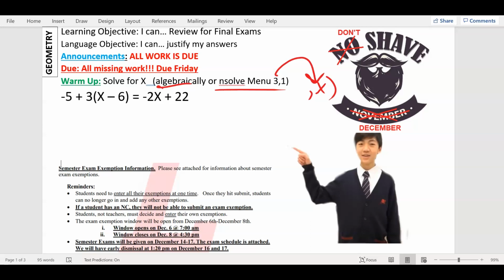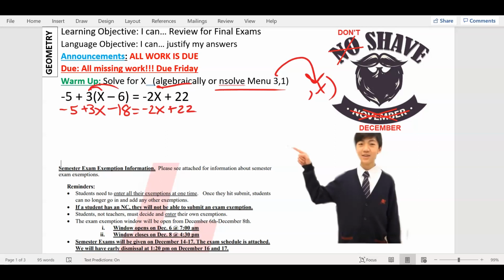Now, first things first. If you have parentheses, you want to distribute. So that 3 is going to distribute 3 times x, 3 times -6. So 3 times x is 3x. 3 times -6 is -18. Bring down -5 plus. Bring down equals -2x plus 22.